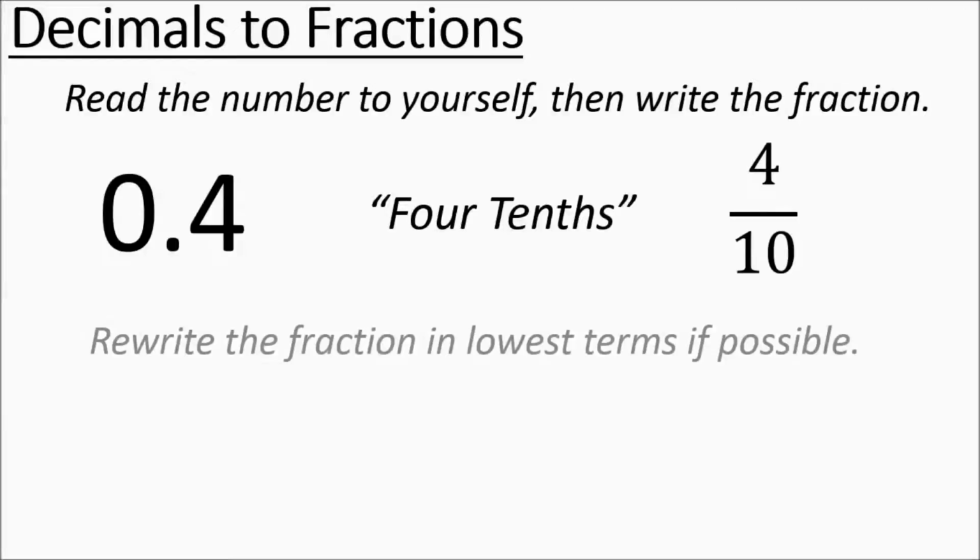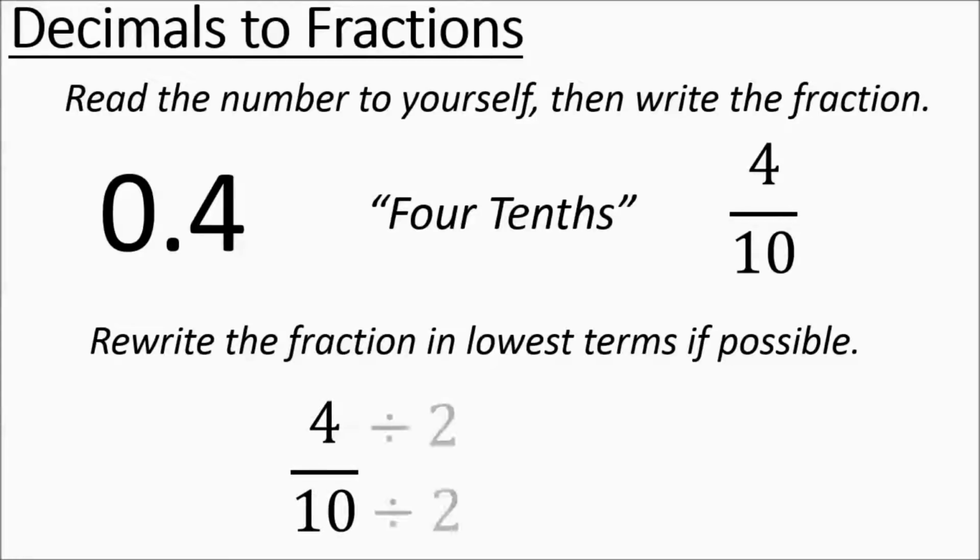Now you take that fraction and you get it in lower terms if you can. So 4/10, there is a common factor that you can divide out. You can divide a 2 into both of them, so that becomes 2/5. And you're done. So 0.4, otherwise known as 4/10, is actually 2/5 as a fraction. Let's try a few more of these.